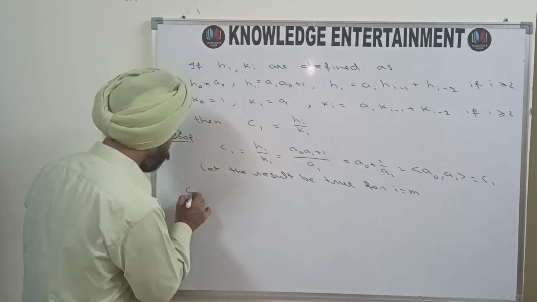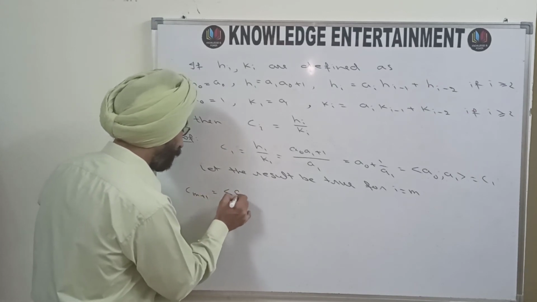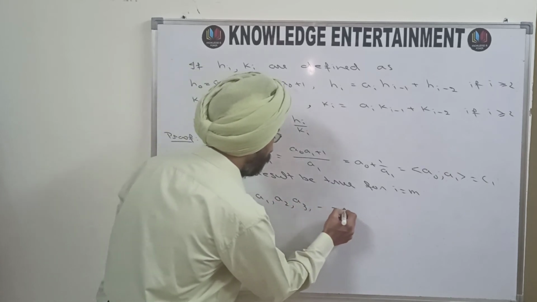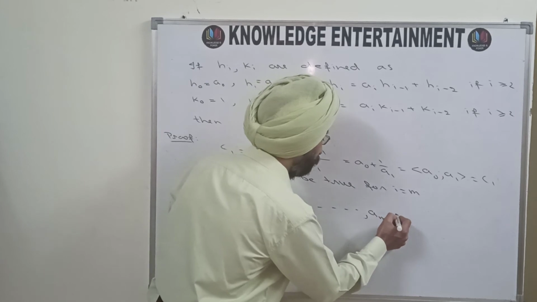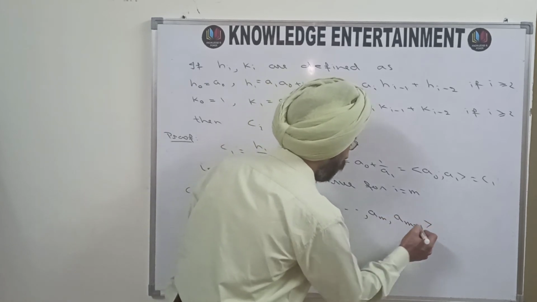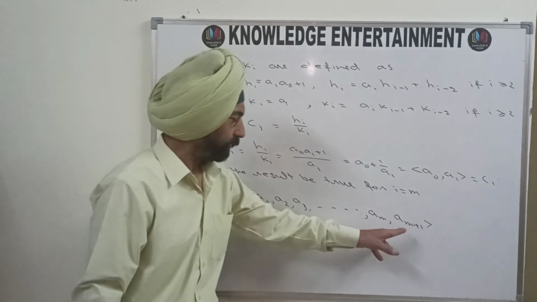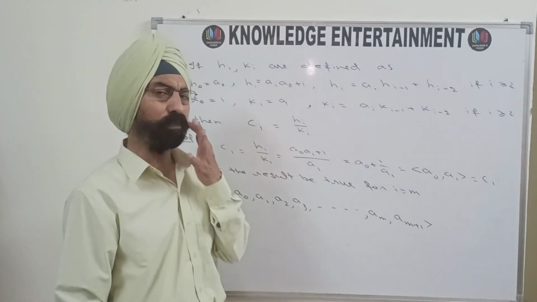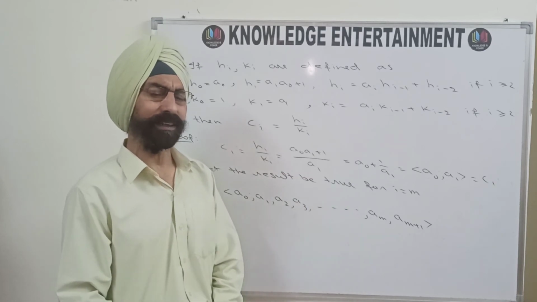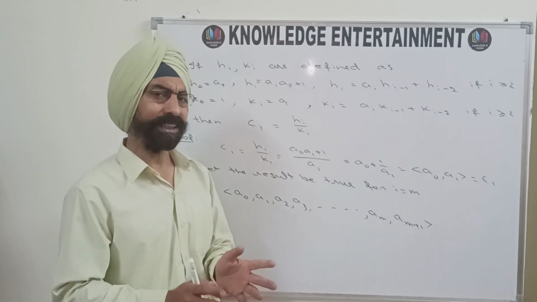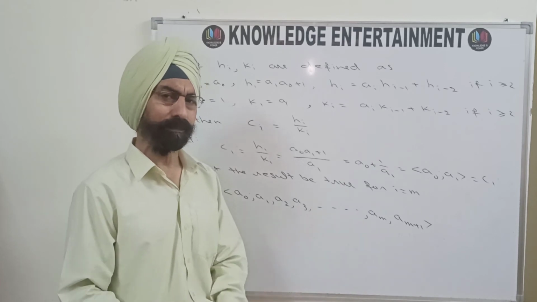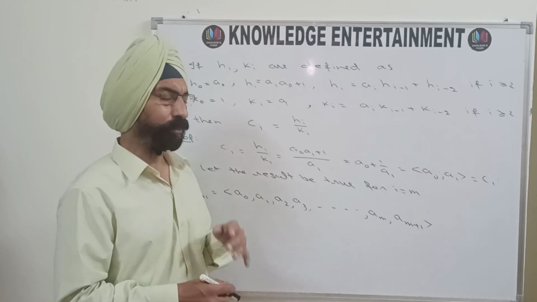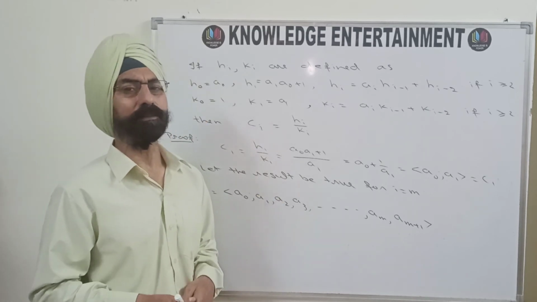Your Cm plus 1 will be A0, A1, A2, A3, ..., Am, Am plus 1. Here we have included one more partial quotient. If the number of partial quotients is just less than m plus 1, that means m, then by the induction step our theorem will be true. So what I am going to do is reduce one partial quotient.